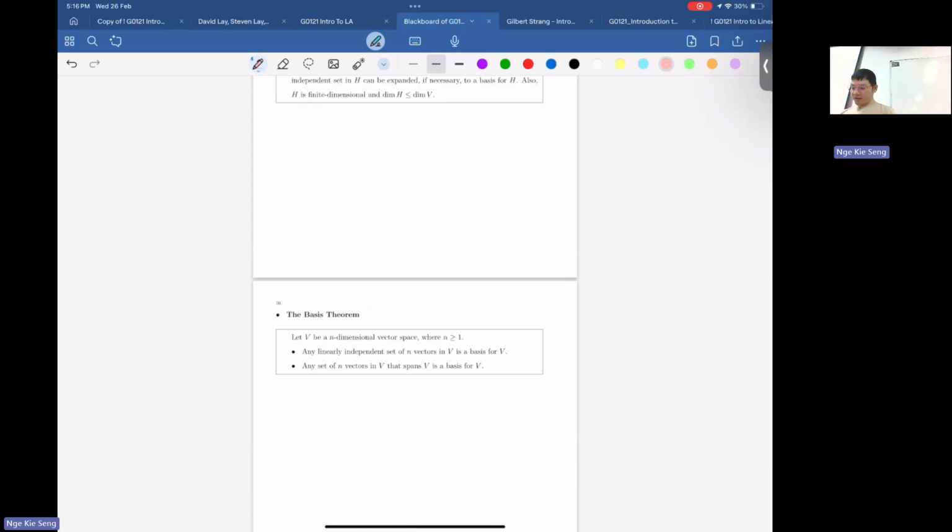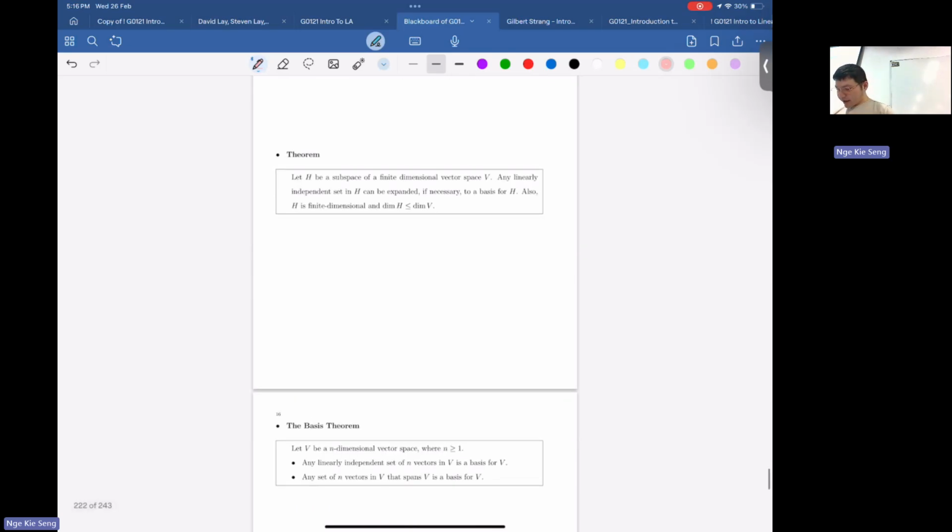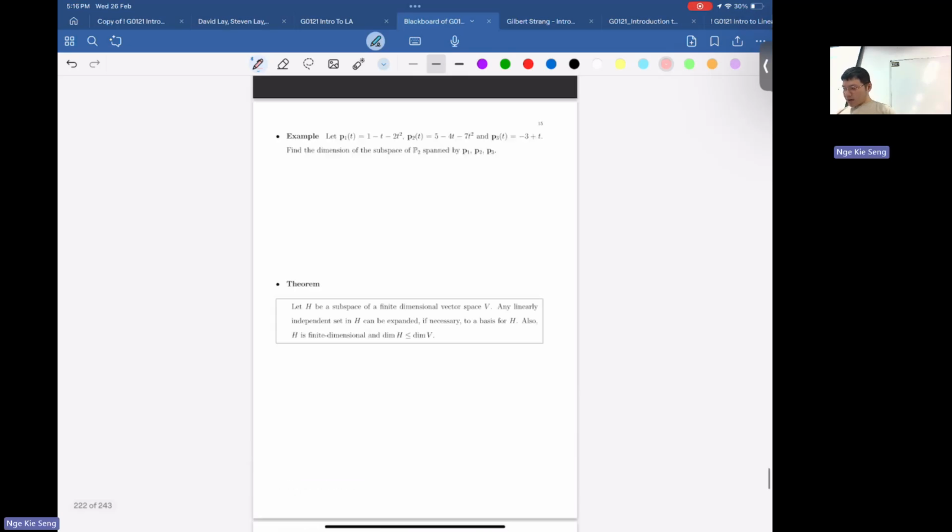Okay, let's finish up until 4.6, and then we discuss quiz. Okay, after 4.6 we discuss quiz, and one thing I want to remind you, when you want to find basis, right? Basis of what vector space is very important.